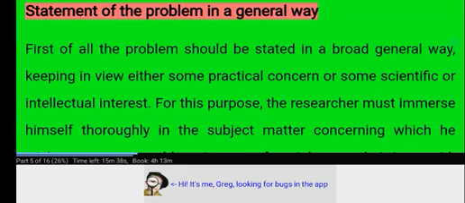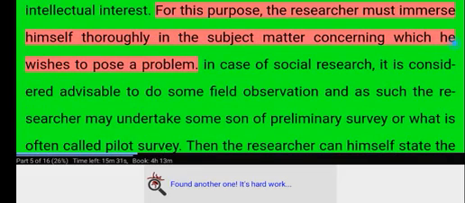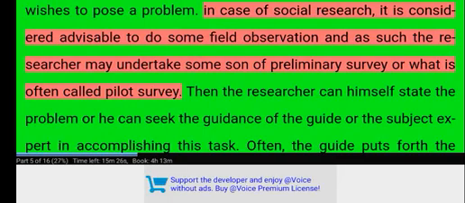Statement of the problem in a general way. First of all, the problem should be stated in a broad general way, keeping in view either some practical concern or some scientific or intellectual interest. For this purpose, the researcher must immerse himself thoroughly in the subject matter concerning which he wishes to pose a problem. In case of social research, it is considered advisable to do some field observation, and as such the researcher may undertake some sort of preliminary survey or what is often called pilot survey.